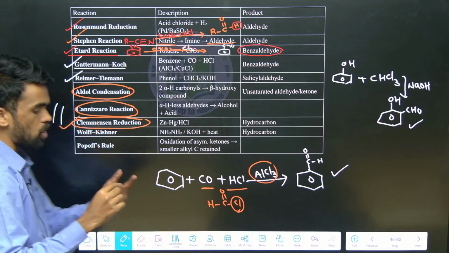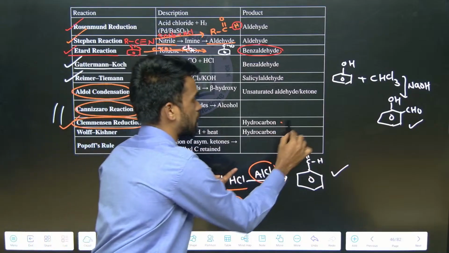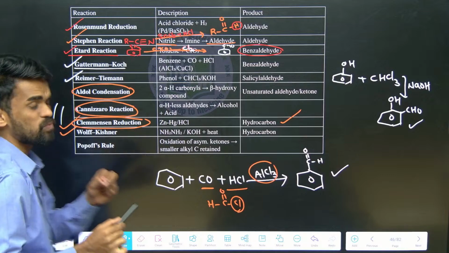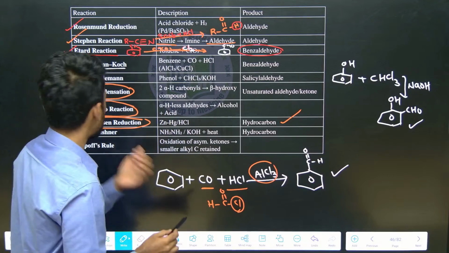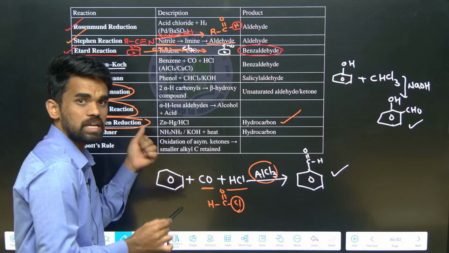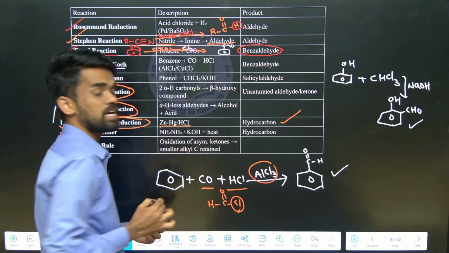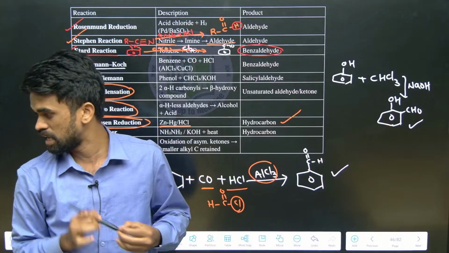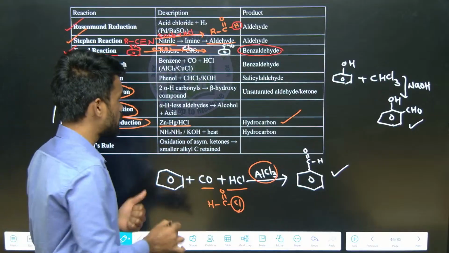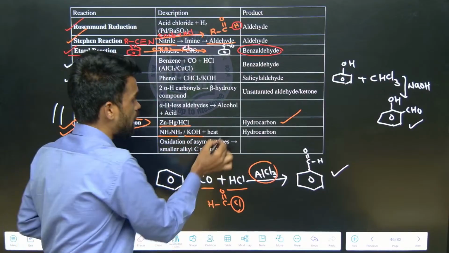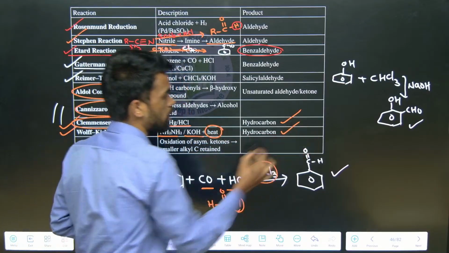In Clemmensen reduction, aldehydes and ketones convert into alkanes. We discussed this in the last class. The same thing happens in Wolff-Kishner reduction, but the specific reagents we are using in Clemmensen and Wolff-Kishner are important. In Clemmensen we are using zinc amalgam in acidic medium like HCl, whereas in Wolff-Kishner reduction we are using hydrazine in basic medium like KOH under heating conditions, which gives you a hydrocarbon.